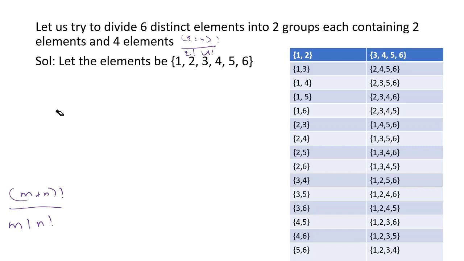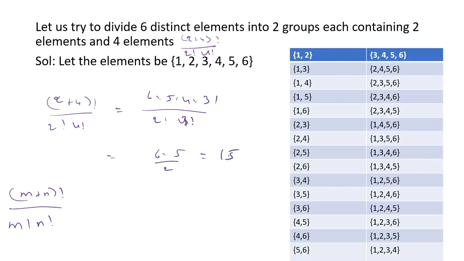So (2 plus 4) factorial upon 2 factorial times 4 factorial is equal to 6 factorial, which is 6 times 5 times 4 factorial upon 2 factorial times 4 factorial. So which is going to be 6 times 5 upon 2, which is going to be 15. And these are the 15 ways of dividing these 6 elements into 2 groups containing 2 elements and 4 elements.